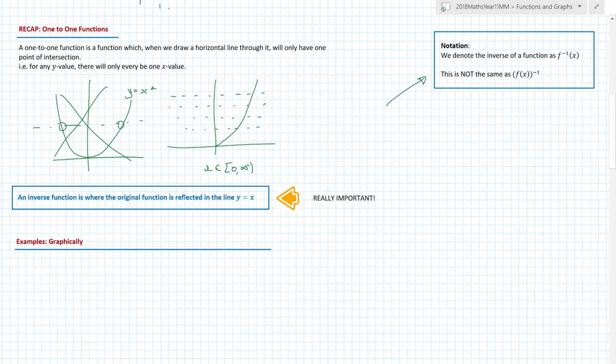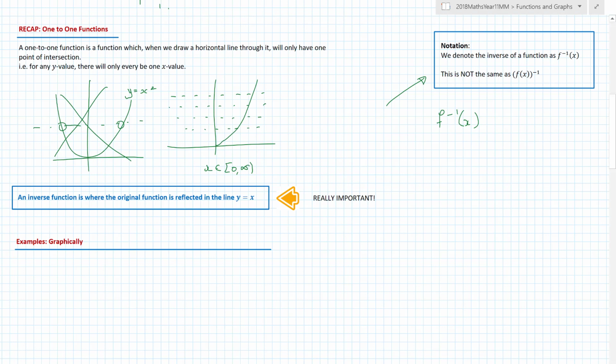Looking over here at this side of my screen, it's so important to note that the inverse of a function is described as f to the minus 1. F to the minus 1 of x. And just to clarify, that is very different. In fact, it's completely the opposite to the idea of finding the reciprocal.